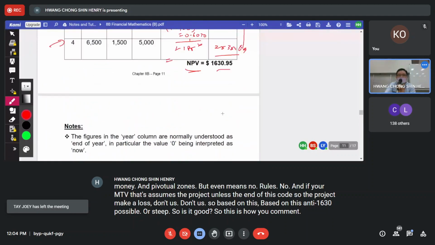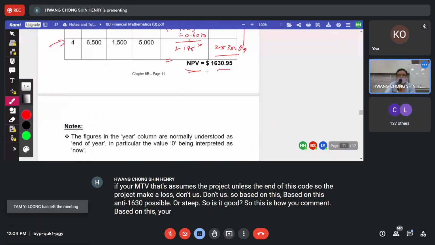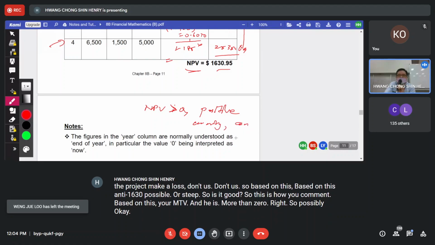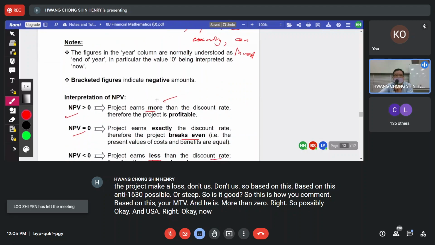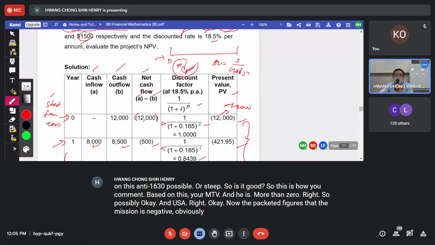Based on this, your NPV is what? NPV is more than 0, right? So positive earning. So can invest, right? Can invest. Positive earning can invest already. Okay. Now the bracketed figures, as I mentioned, is negative. You see the bracket one is negative.